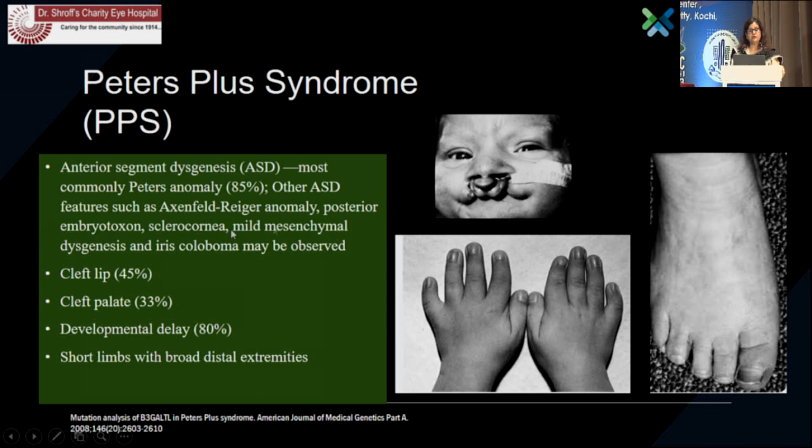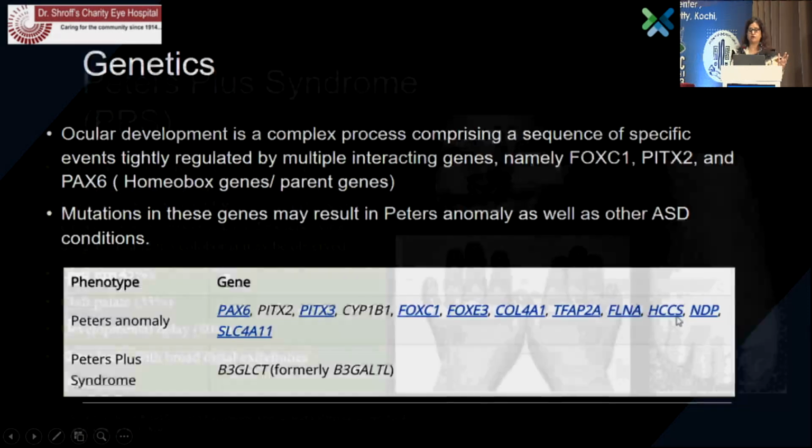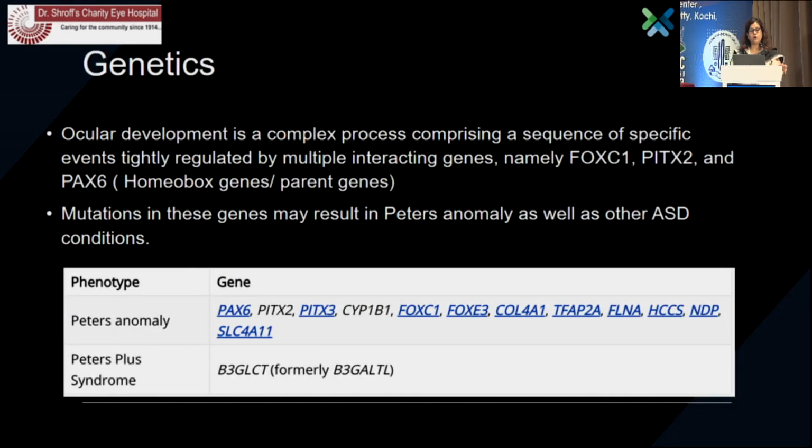Peters plus syndrome is associated with systemic anomalies like cleft lip, cleft palate, developmental delay, short limbs, broad extremities, etc., along with Peters anomaly. So these are conditions which have a lot of overlap, but we do see them and diagnose them with the help of ASOCT and UBM. Genetics, they are associated with abnormalities or mutations in genes like FOXC1, PITX2, and PAX6.